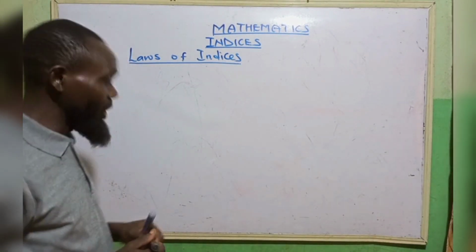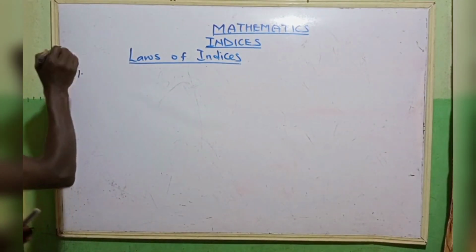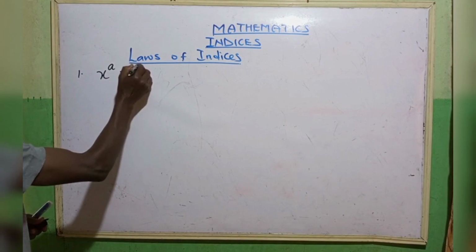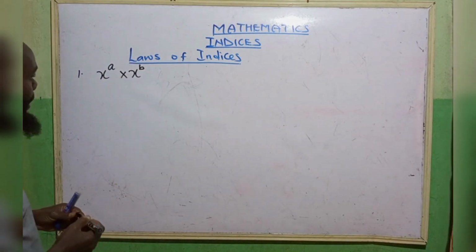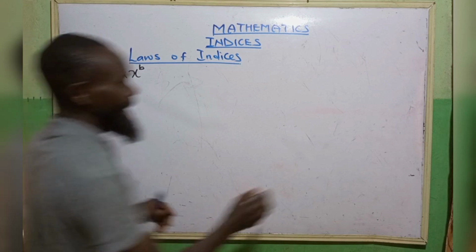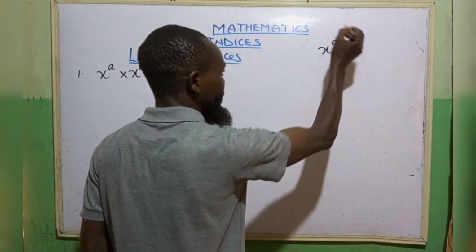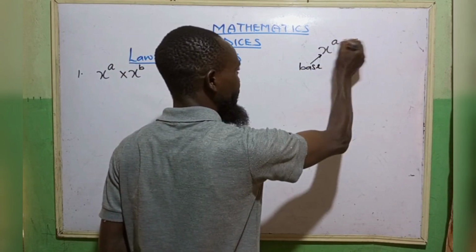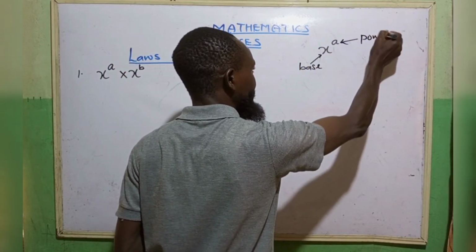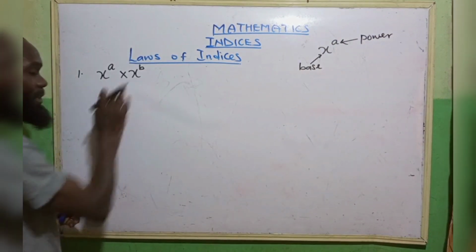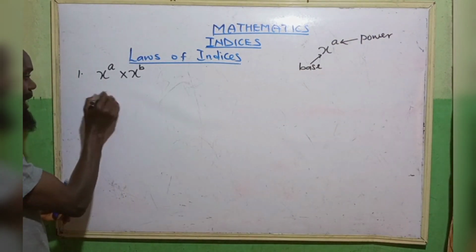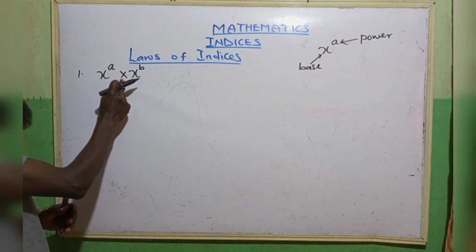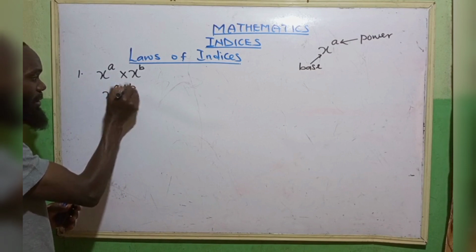Law 1. When we have x raised to power a multiplied by x power b, in mathematics, x raised to power a, this x is called the base, while this a is called the power. Both of them have the same base, so we have x power a. This multiplication is going to change to addition at the power, plus b.